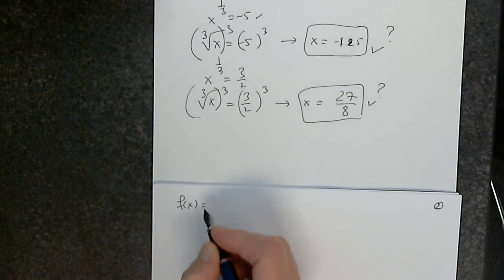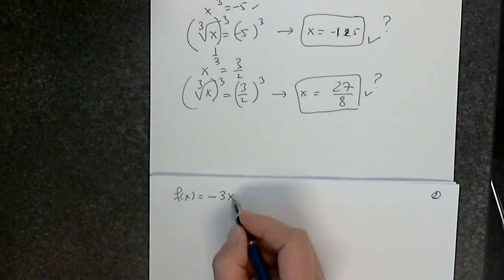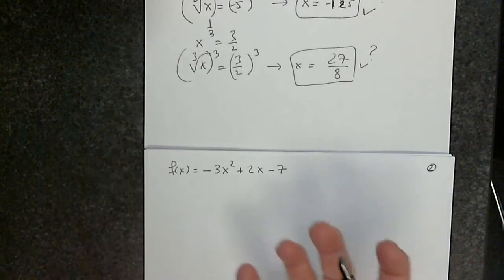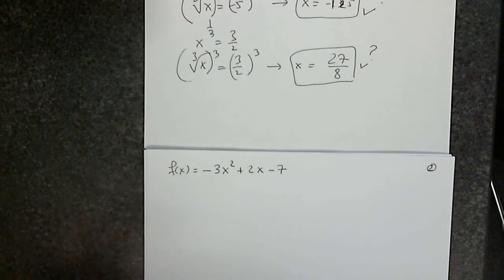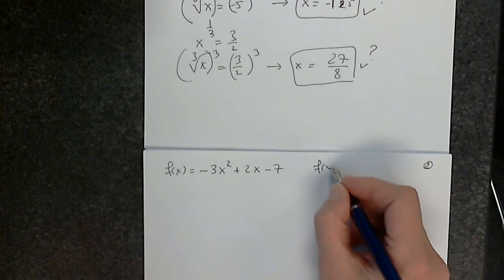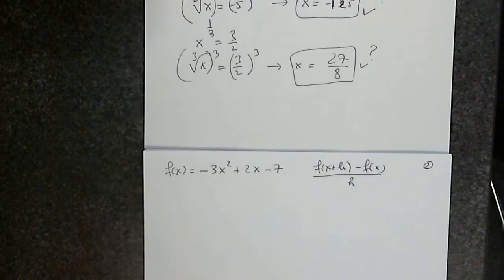Let's say a quadratic, which is common, right? So let's say negative 3x squared plus 2x minus 7. And the difference quotient formula will be given to you. I'm not expecting you to remember that. In calculus, we have to know it by heart. So this is f of x plus h minus f of x divided by h.